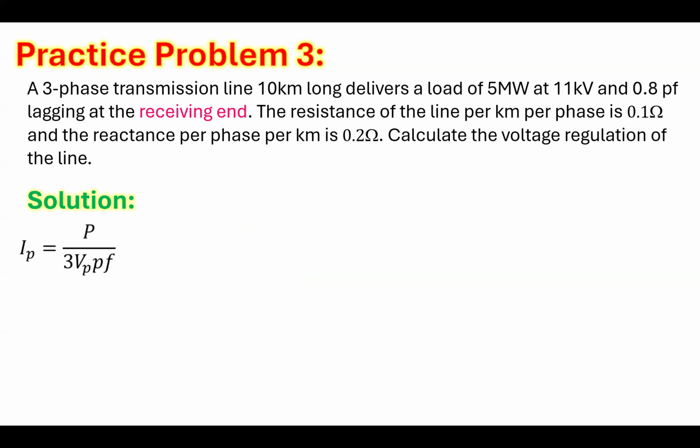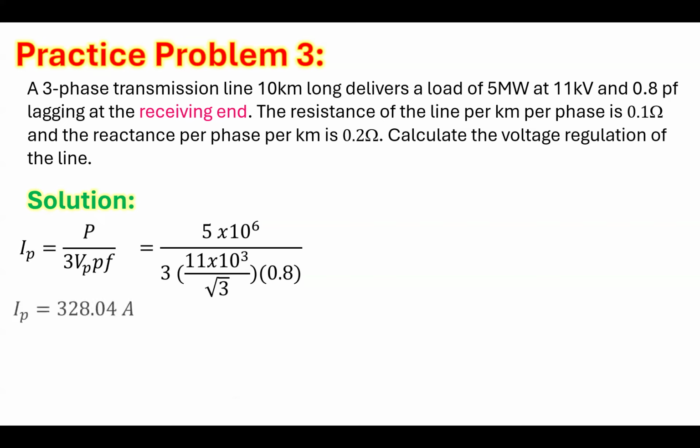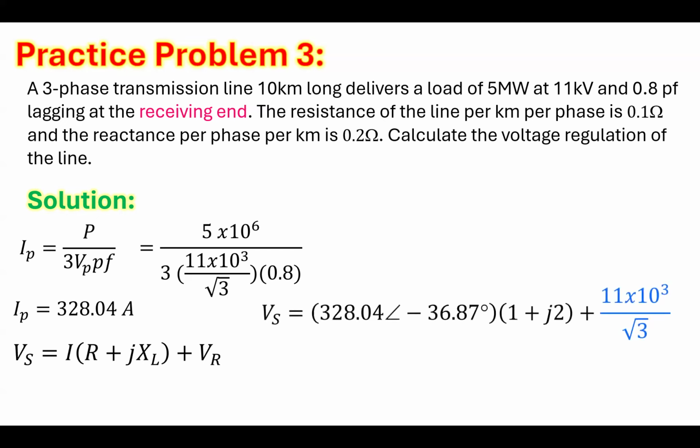So solving for the phase current, that will give us 5 megawatts all over 3 multiplied by the phase voltage. So the phase voltage, makukuha natin yon, yung line voltage, divide lang natin ang square root of 3, multiply again by the power factor of 0.8, and this will give us 328.04 amperes. Then substitute to our equation for the sending end voltage in complex form.